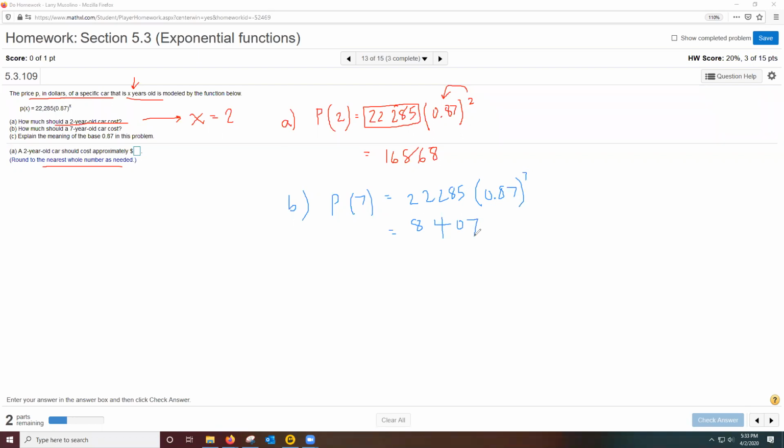Okay, so hope this helps you get started here in section 5.3.